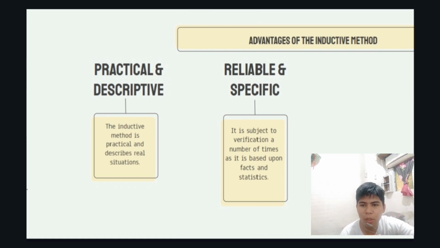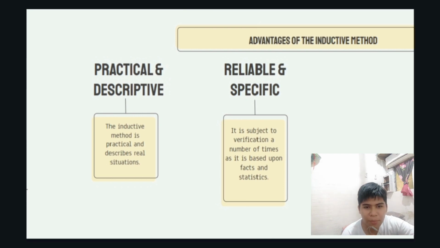Next, reliable and specific. It is subject to verification a number of times as it is based upon facts and statistics. So, the inductive method is more accurate tungod it relies on facts and verified siya through a lot of testing and analysis. So, for example, a milk tea business conducts a market research.